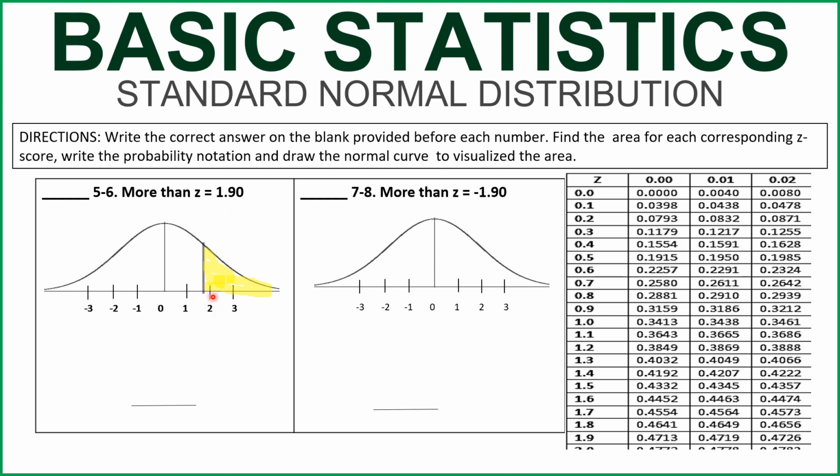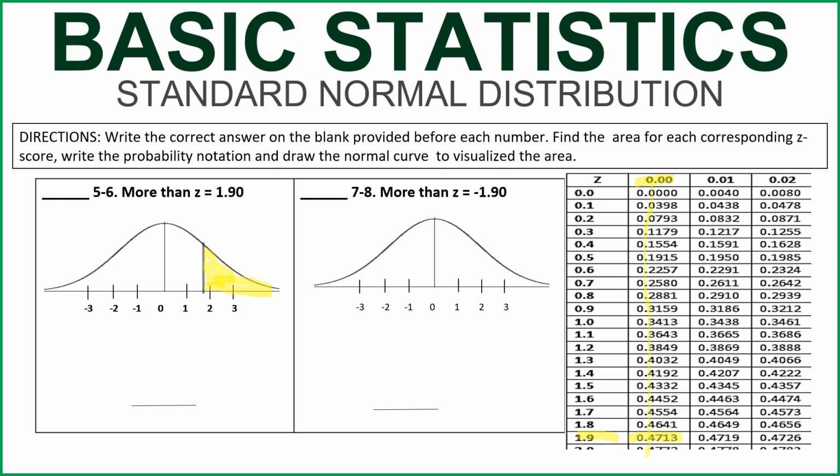And do not forget to write 1.9 over here. I will no longer write it. So let's determine the area on the Z table. First two digits are 1.9 and here is 1.9. And of course, the last digit is 0. That's why we will have 0.00.